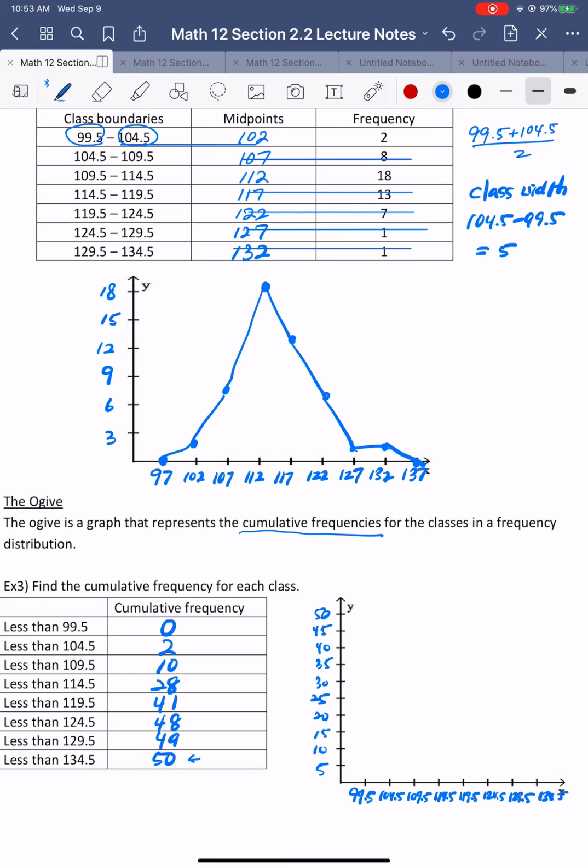So starting from the 0, 0. And then 104.5 is 2. And 109.5 is 10. And 114.5 is 28. And 119.5 is a 41. 124.5, 48. And then 49 and 50, isn't it? So observe this is always increasing. Connect this together. Alrighty.